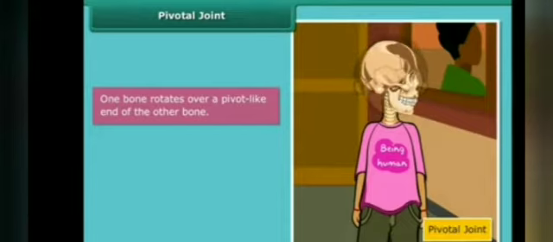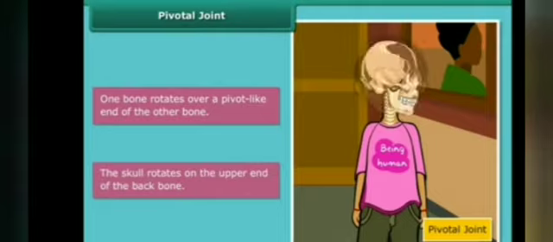Next joint is the pivotal joint. One bone rotates over a pivot-like end of the other bone. You can see it in the picture. The skull rotates on the upper end of the backbone.